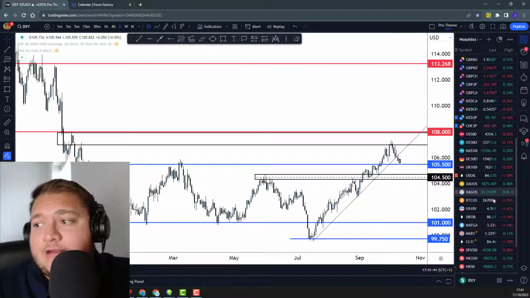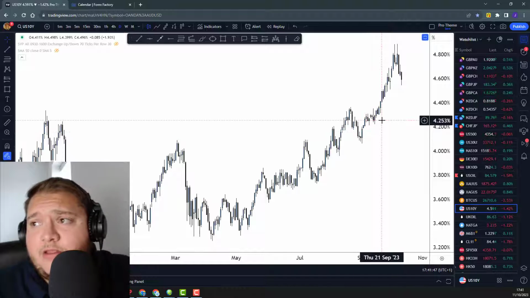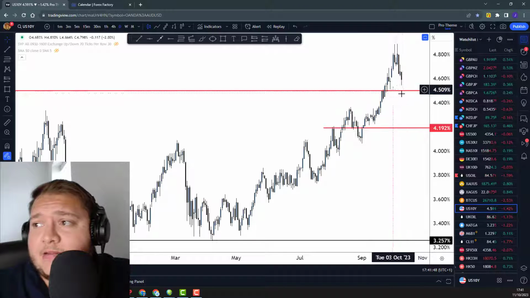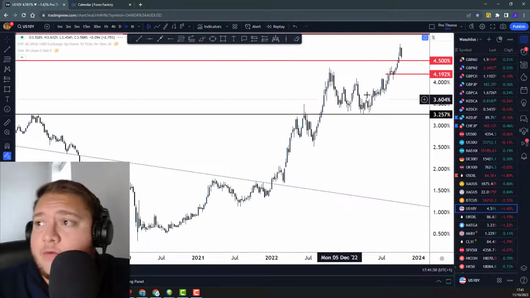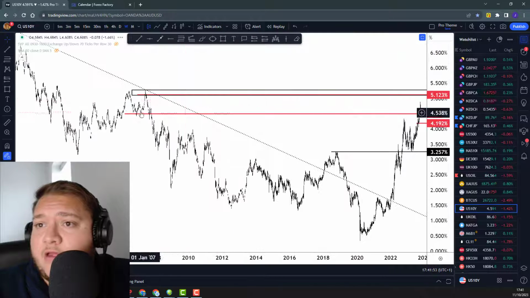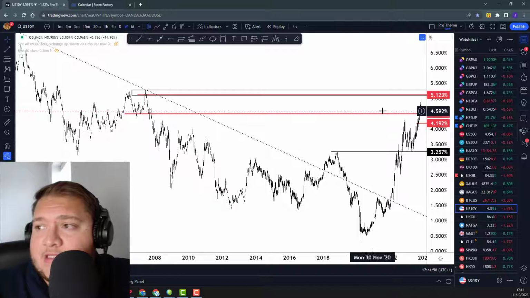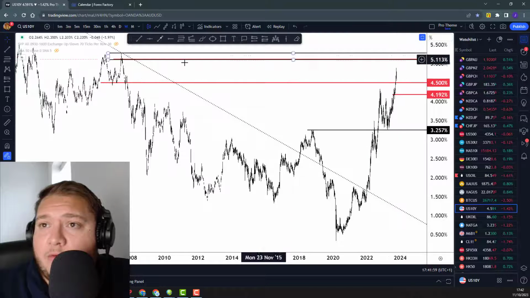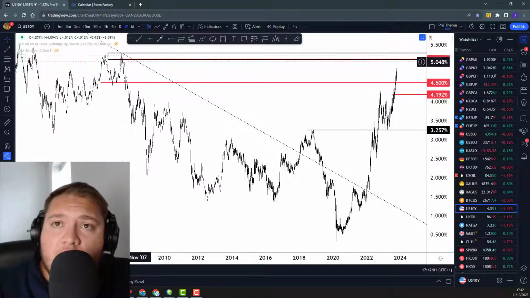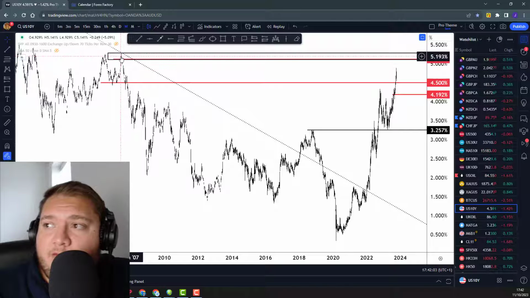Don't forget as well, we've had a recent rally in the US 10-year yields. It is coming down to test that 4.5% level, but we were trading above 4.5%, which was a key area of resistance in the past. We're now above that level, which could mean we see the US 10-year up towards the 5% level.